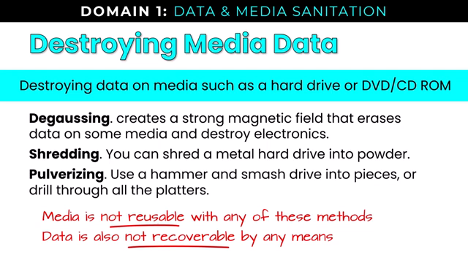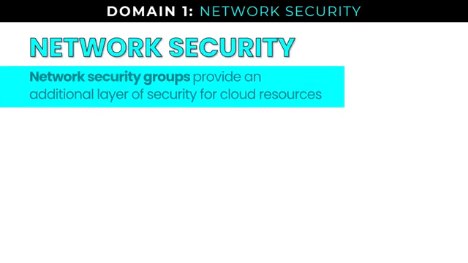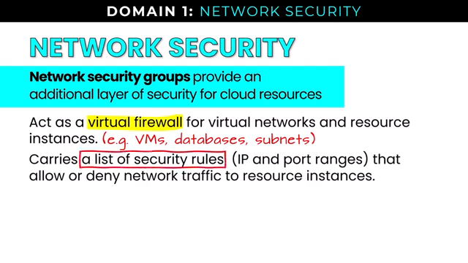But again, overwriting and crypto shredding are called out in the official exam syllabus and therefore the most likely to appear on the exam. Next up is network security. So we'll start with network security groups, which provide an additional layer of security for cloud resources. They act as a virtual firewall for virtual networks and the resource instances within those networks, like your VMs, your databases, and your subnets. They carry a list of security rules that include IP addresses and port ranges that will allow or deny network traffic to resource instances.